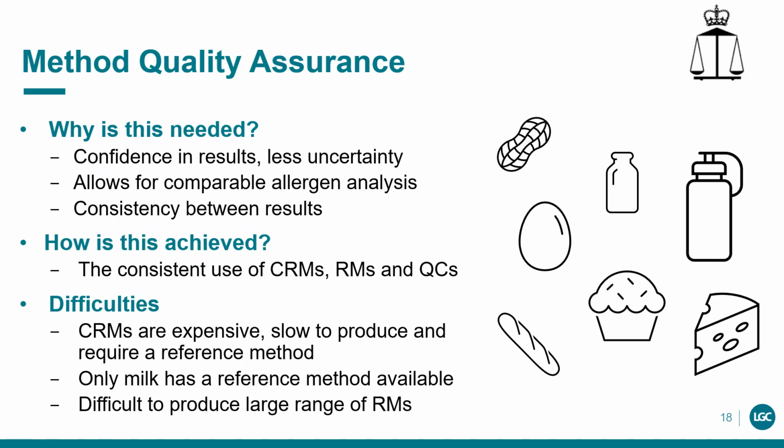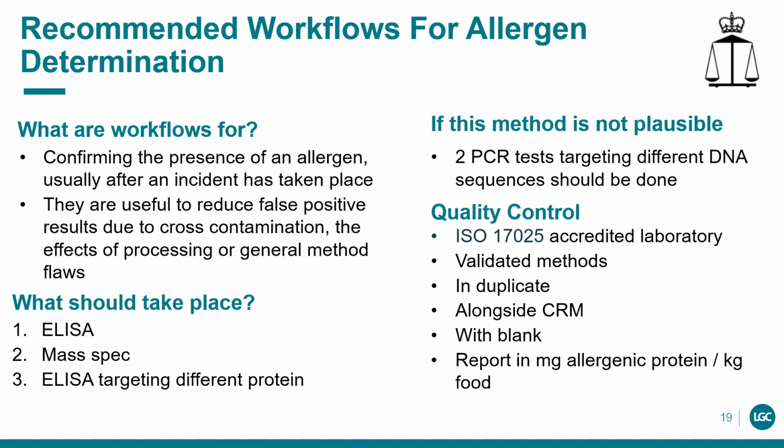In practical terms, the time and expense required to undertake this course of action makes it unfeasible. Consequently, quality control materials, QCs, of known allergen content may be used instead. When determining the presence of an allergen following an incident, multiple methods should be used to accommodate the effect that processing may have on the detectability of allergenic proteins.